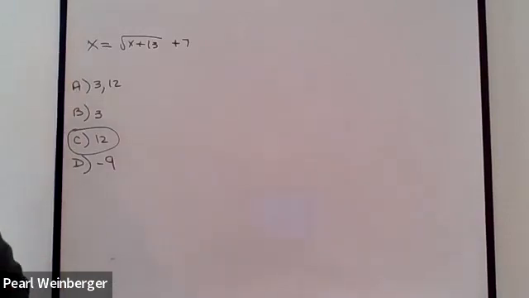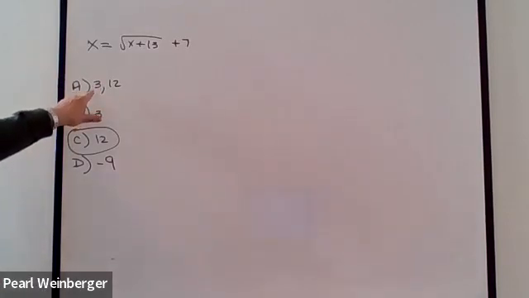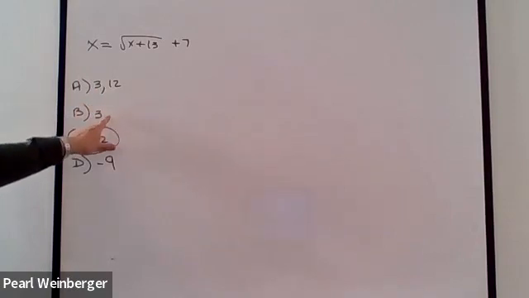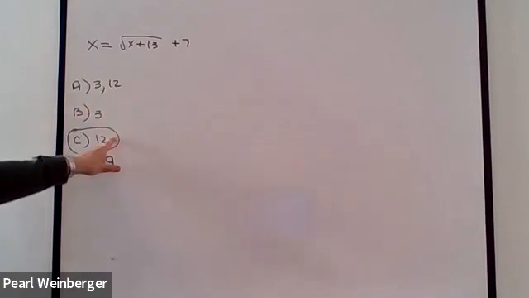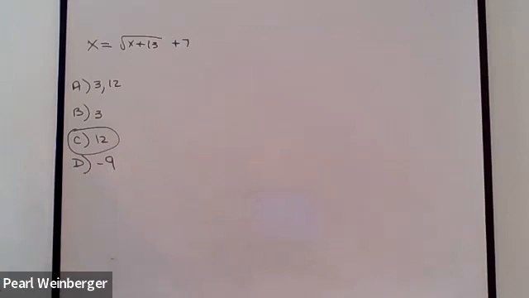Okay, I'm going to do this a short way, and then I'm going to do it the right way. Short way: it's a multiple choice question, which means I only have a certain number of answers that could possibly work. One answer is 3 and 12, one answer is 3, one answer is 12, and one answer is -9. So really, they're only giving me 3 different answers: 3, 12, and -9.